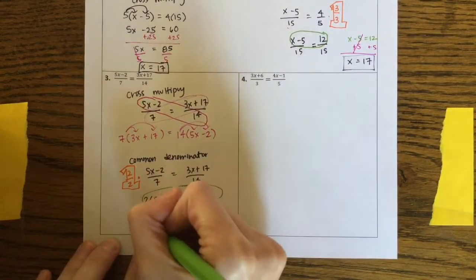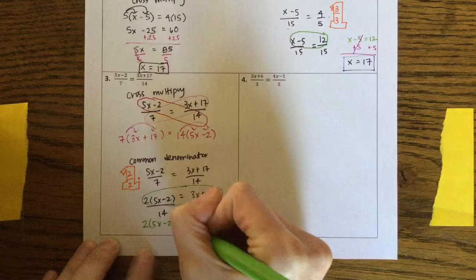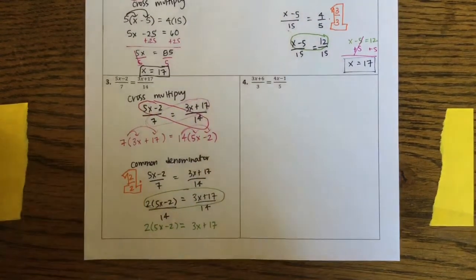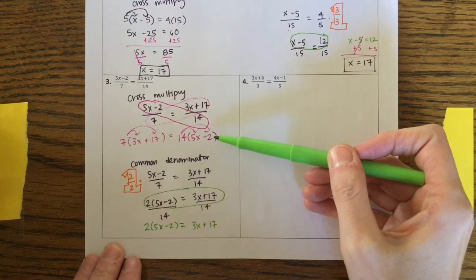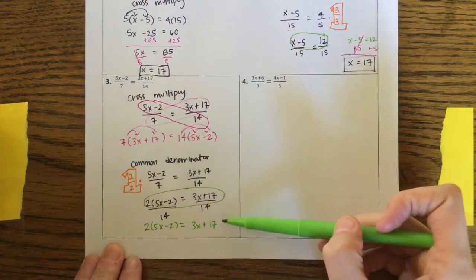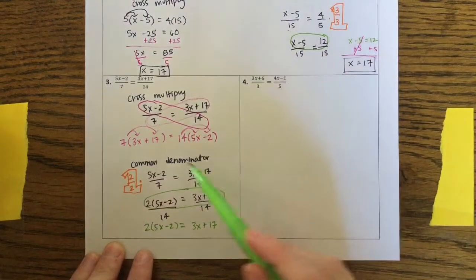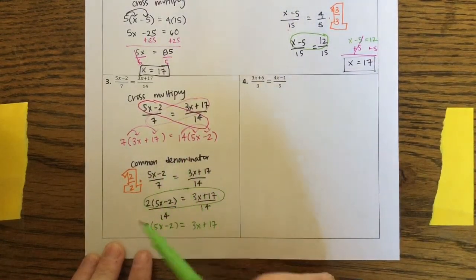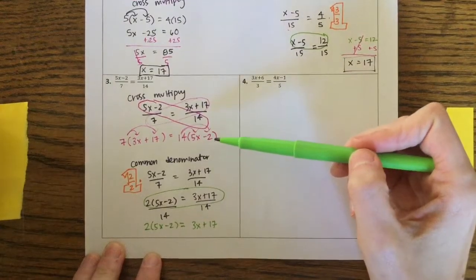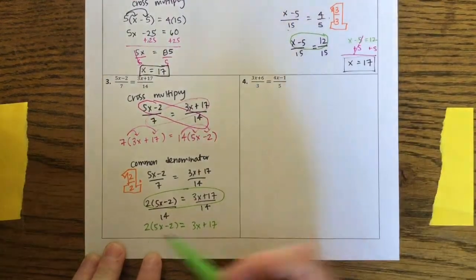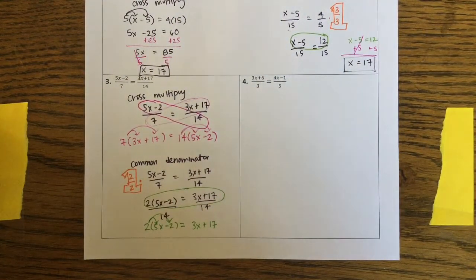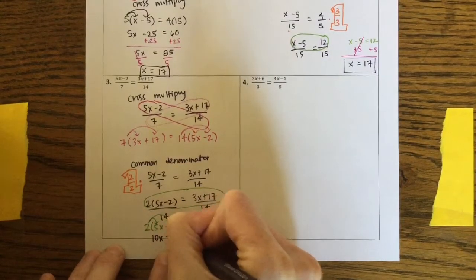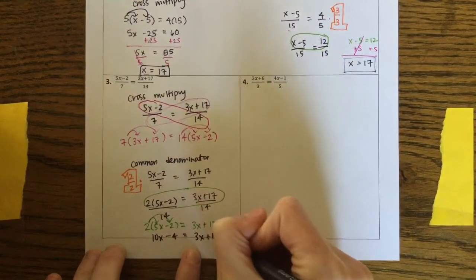So then we can focus on just solving the numerators of these fractions. Personally, I think this looks like an easier equation to solve than this one up here. The numbers were going to turn out to be a lot bigger than the numbers in this equation. So I prefer to find a common denominator anytime I'm solving these types of equations, but cross-multiplying will also work. You just may end up with bigger numbers. So if we solve this equation down here, distribute that 2, and you would have 10x minus 4 is equal to 3x plus 17.